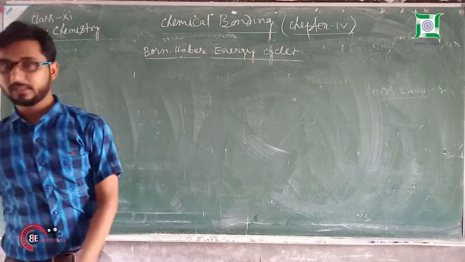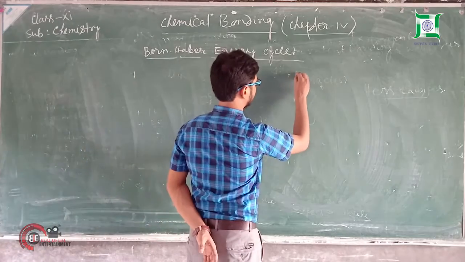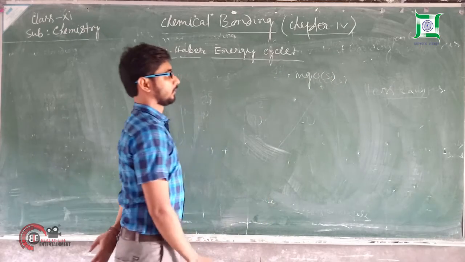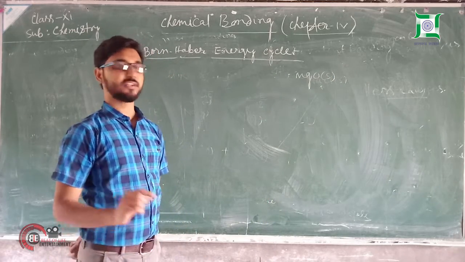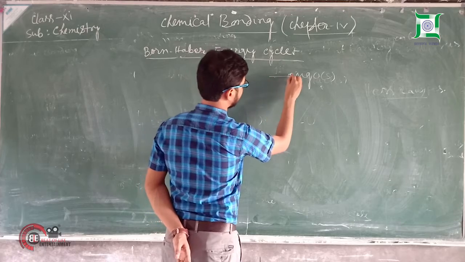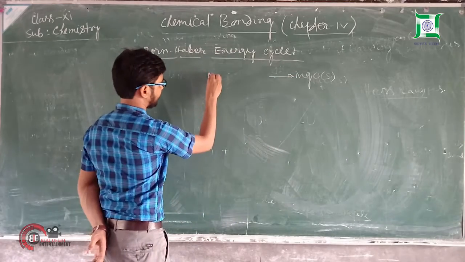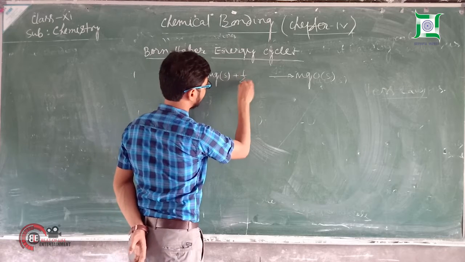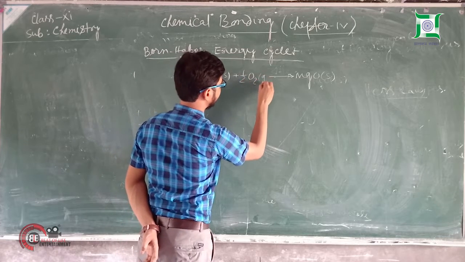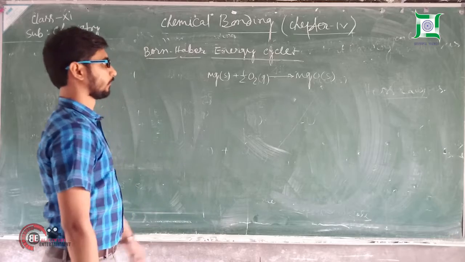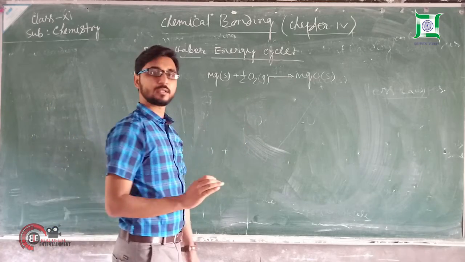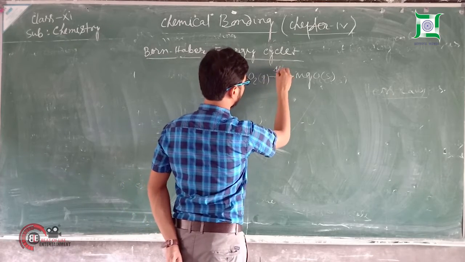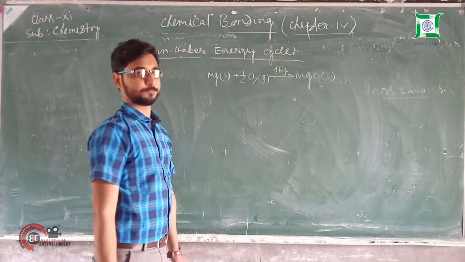Let us take the example of magnesium oxide, MgO. MgO solid is formed from its stable atoms, magnesium solid plus half of oxygen molecule in gas. In this process, the heat released is known as heat of formation, delta Hf.